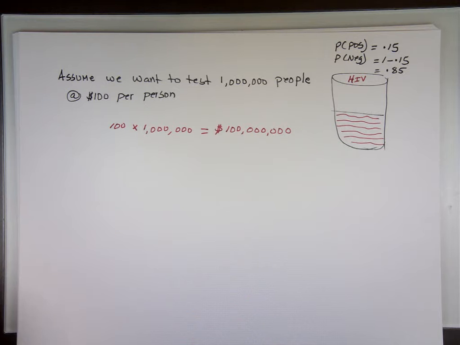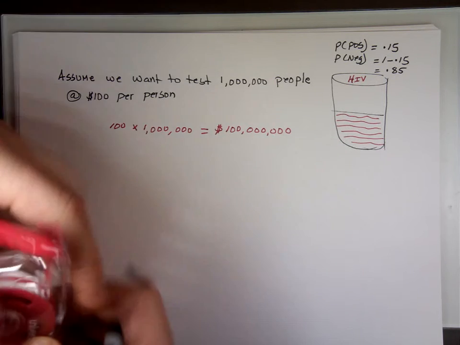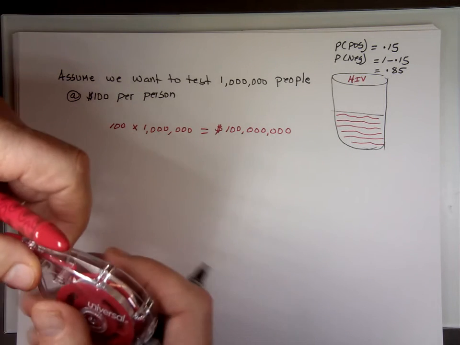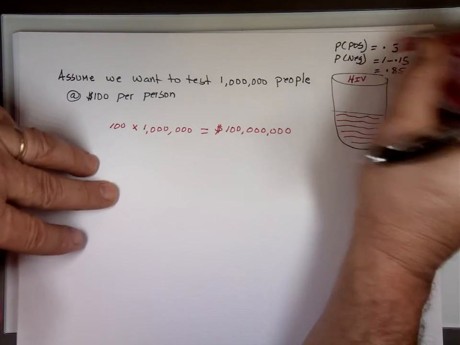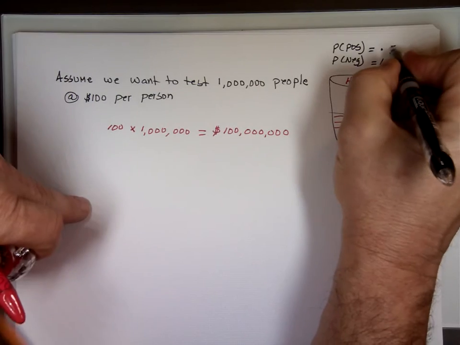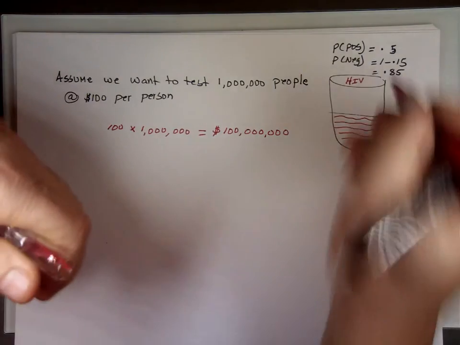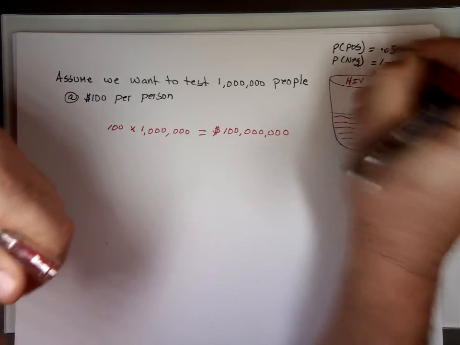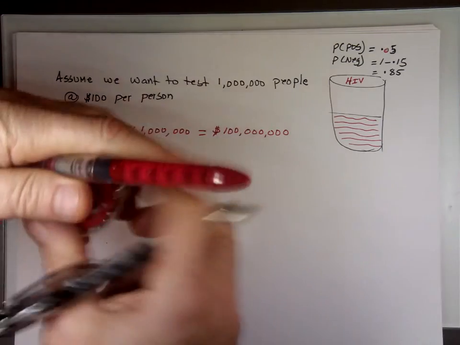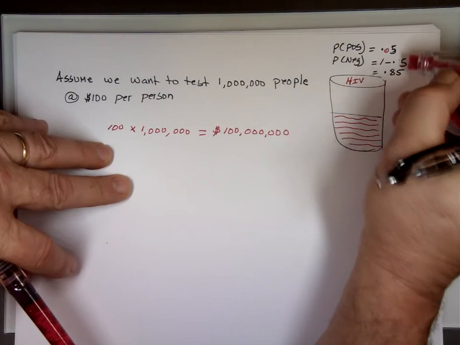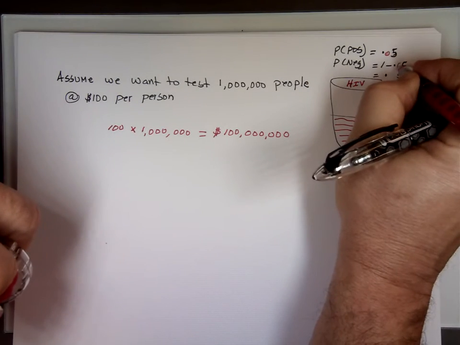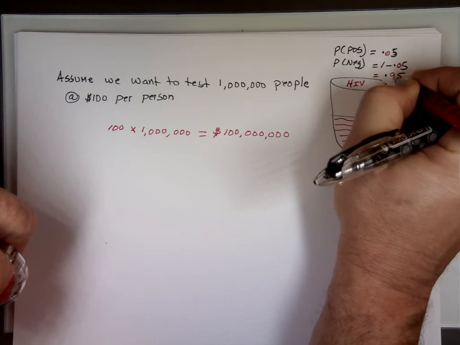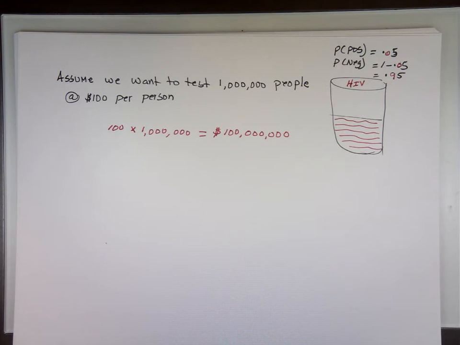15% is really high. Let's go 5%. 15% is high, I'm not really sure what the numbers are there. So let's go 5%. That means the other number is 0.95. Now, $100 million, and a long time to test them.